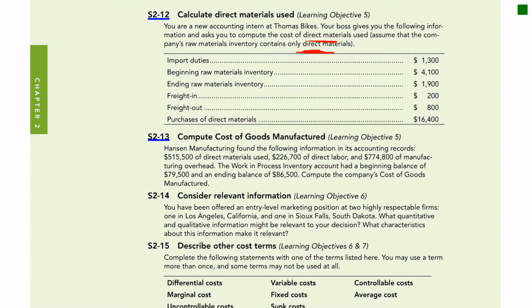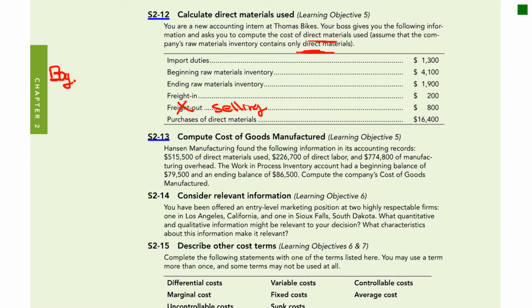So notice what they give us. They give us import duties, beginning, ending raw materials, freight in, freight out, purchases of direct materials. So as I look at these, to me, the only one that's not going to be relevant is this freight out, because freight out is considered a selling type of expense. That's a period expense, so we're not going to need that one. So I'm going to write out the formula over here.